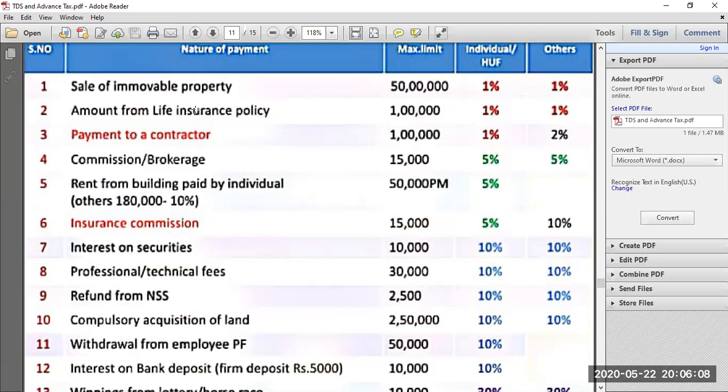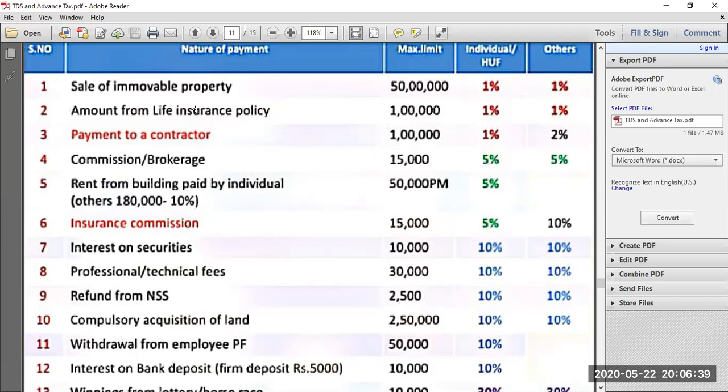Then interest on securities, if it exceeds 10,000 rupees, then 10% of TDS will be deducted. And professional and technical fees, if the payment is more than 30,000, then TDS of 10% would be deducted. Then refund from national savings scheme, if the amount is more than 2,500, 10% in both cases. Then compulsory acquisition of land, if it exceeds 2,50,000 rupees, in both cases 10% of TDS would be deducted.